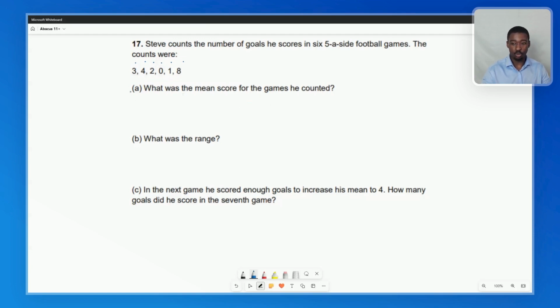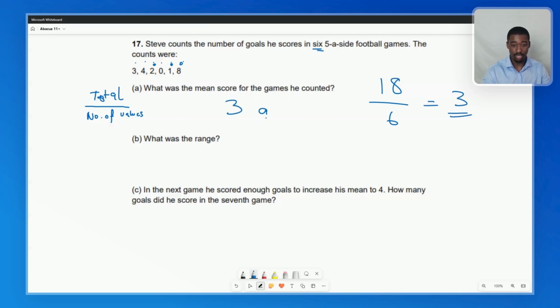So for the mean, how do we work this out? We take the total and we divide it by how many data points we have, how many values. Number of values. So here, what's the total? What's the numerator? Well, we have 3 plus 4 plus 2 plus 0 plus 1 plus 8. So mental maths. 7, 9, 10, 18. So total 18. How many games did he count? Well, we're told it's 6. So 18 over 6 should give us 3. So the mean score was 3 goals.